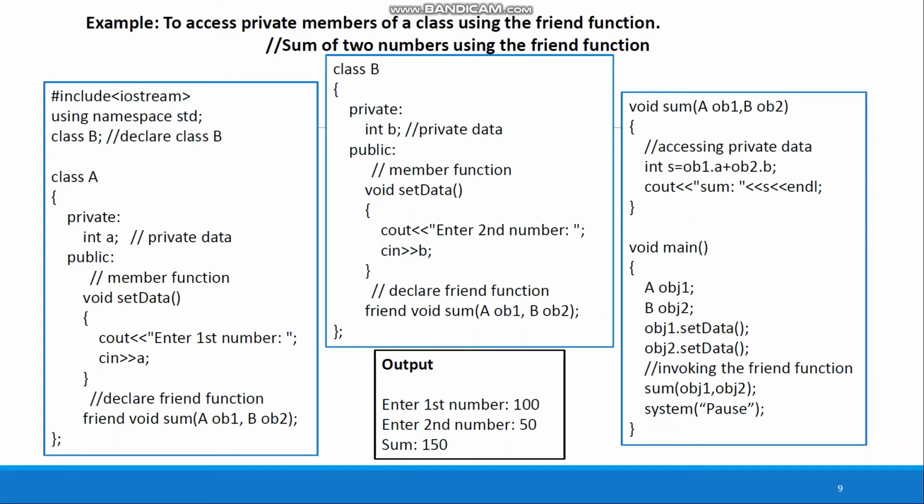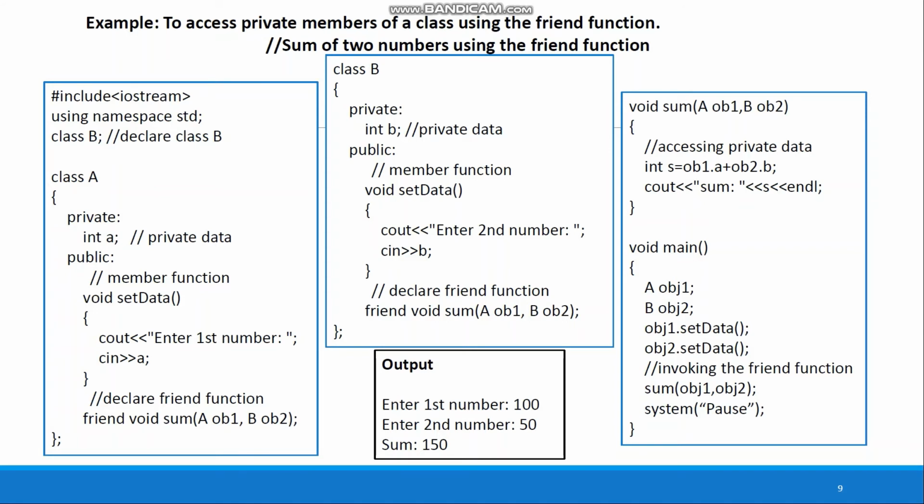After that, the body of set data is closed here, and then we declare a friend function inside the class A. First, the keyword is friend. The return type of the function is void, which means this function does not return any value, and the name of the function is sum. After that, the class name, the type of the object, and ob1 is the name of the object of the class A. Second, the B class object, and the type of ob2 is B.